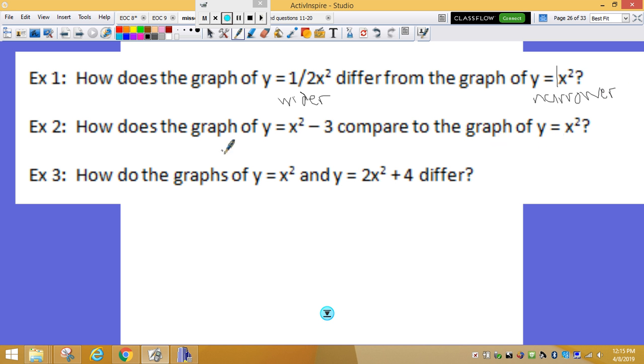Here, they're both x squareds, so this one has a -3, and this one really has a 0. So this one is shifted down 3, because it has that -3. Here, again, the only thing that's different is this has a +4. So that means this one is going to shift up 4.